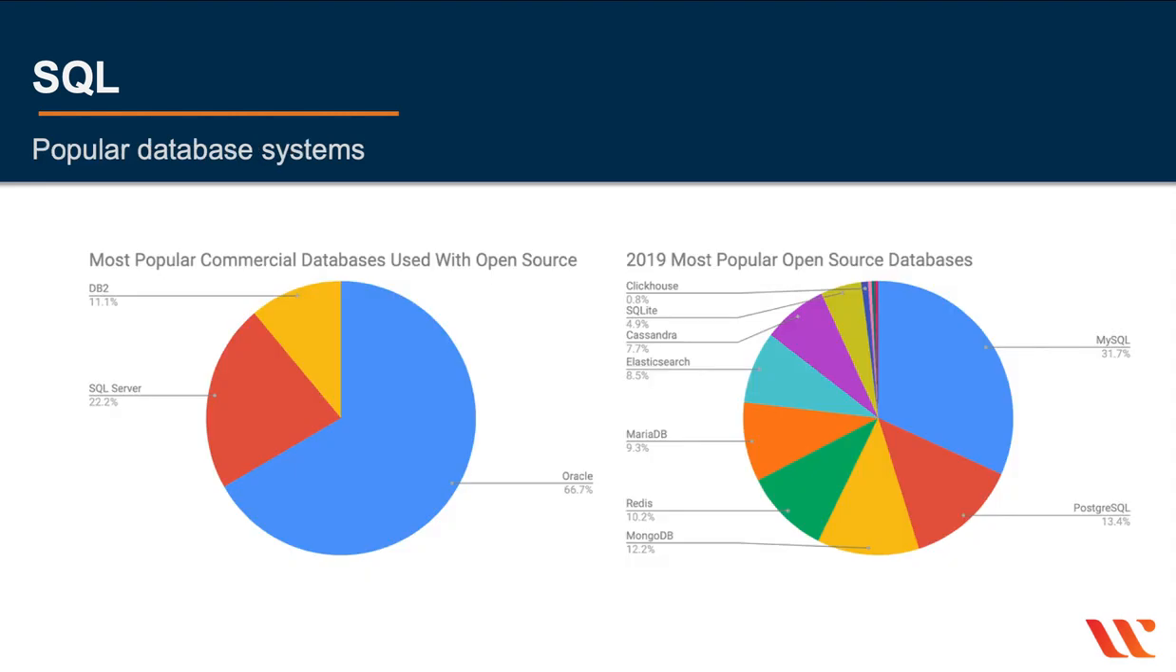So the most popular commercial databases are Oracle, Microsoft SQL Server, and DB2. And the most popular open source databases are MySQL, Postgres, MongoDB, Redis, MariaDB, Elasticsearch, Cassandra, SQLite, and ClickHouse. So Oracle is the most popular commercial database, and MySQL is also owned by Oracle. So Oracle owns both those number one positions.